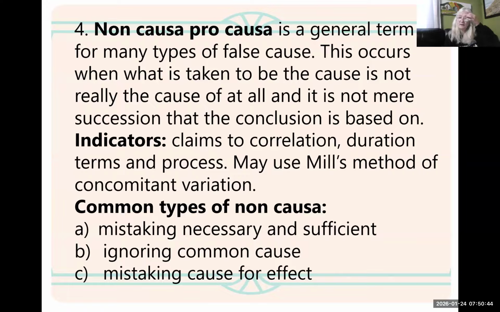So common types of non causa is when somebody mistakes necessary for sufficient conditions. They ignore a common cause and claim that something is caused by one thing. Okay, so say two things are caused by one initial causal force, and they mistake the two things that are caused by that common cause as causally related themselves. It can also mistake cause for effect.